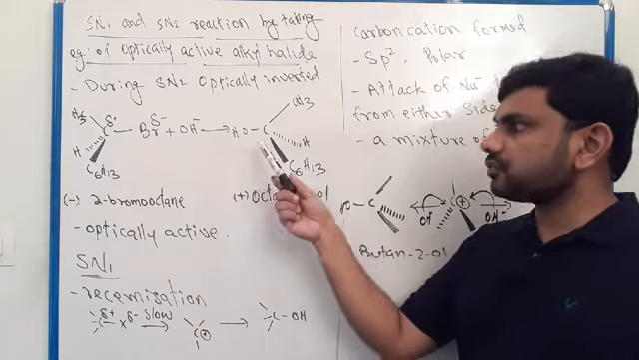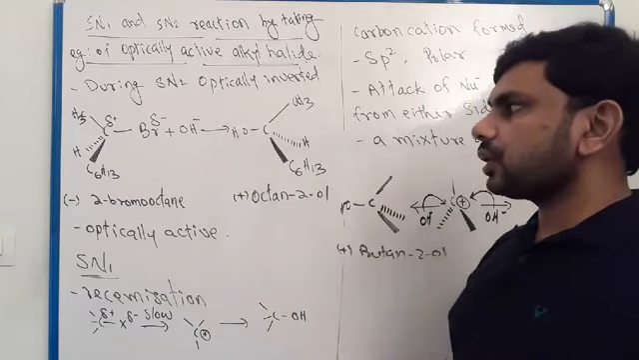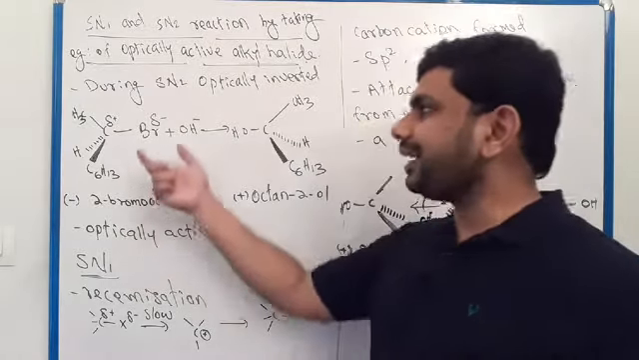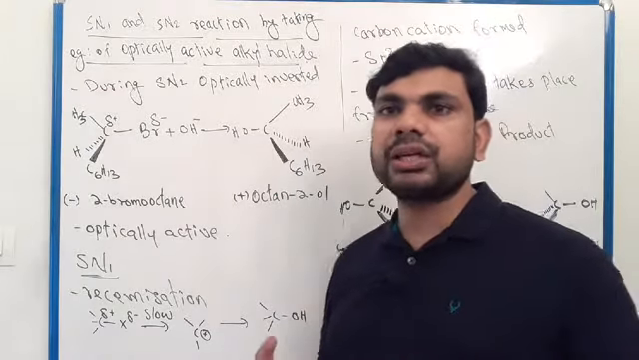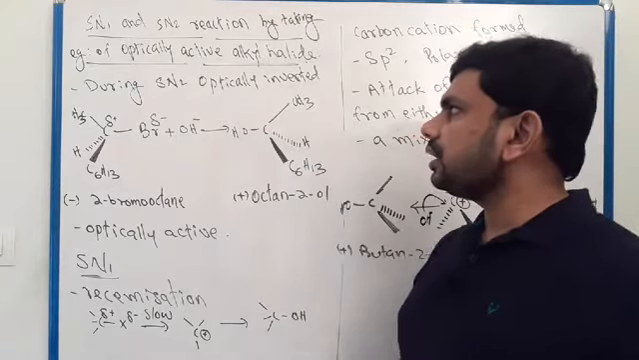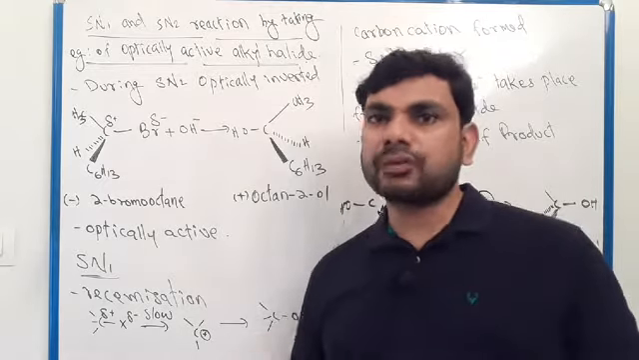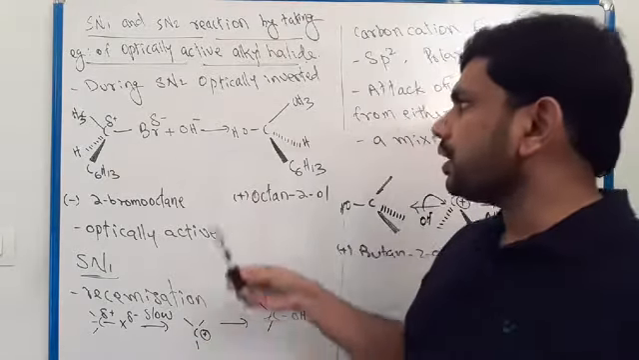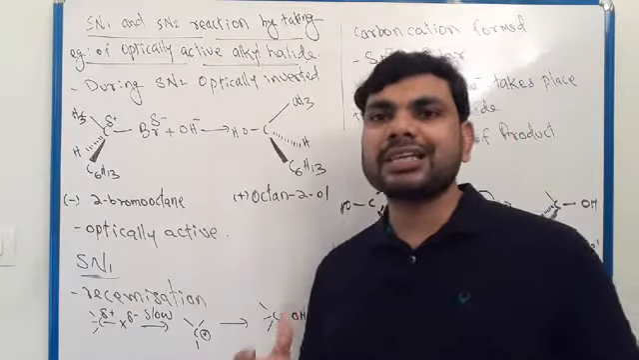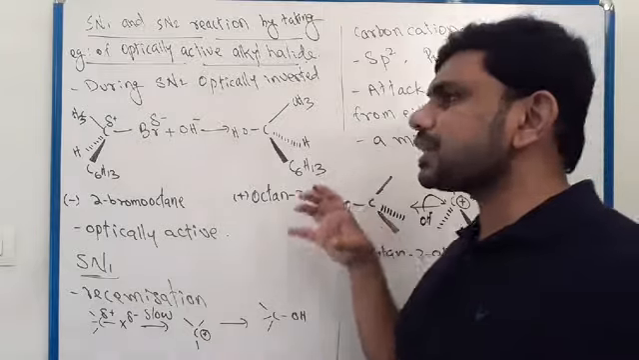After that a product is formed, a primary alcohol. Here the OH will be in this direction, so there will be an inversion in the configuration. We discussed that during the SN2 reaction, the product is formed with inverse configuration. The product formed is an optically active compound. These are the things we have to understand in the SN2 reaction.